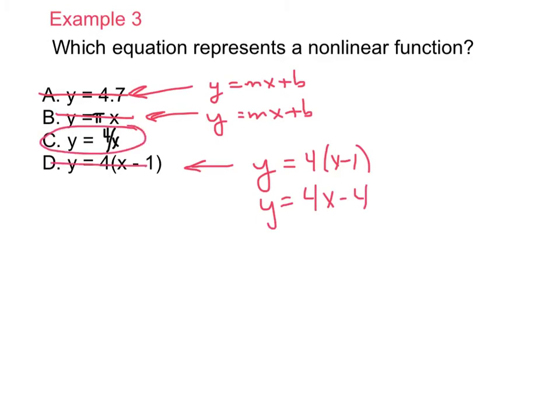C is not our answer, and here's why. y equals 4 divided by x. In order to get rid of the x, the opposite of divide by x, you'd have to multiply by x, and that gives you xy equals 4. Well, that doesn't help us. There's nothing here that we can write in y equals mx plus b form. So therefore, C is our nonlinear function.